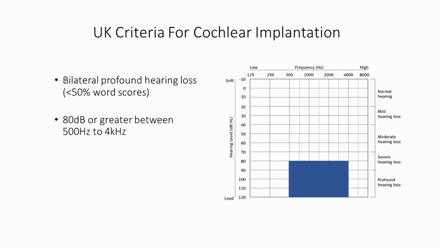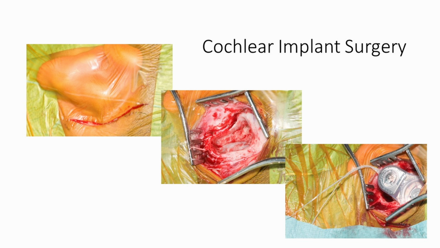Okay, next slide. And this is just a brief slide on what's involved with the cochlear implant surgery. So we make a cut behind the ear. We have to drill away a little bit of bone behind the ear that allows us to get access to the cochlear. We slide the electronics package underneath the skin. Next slide, please.